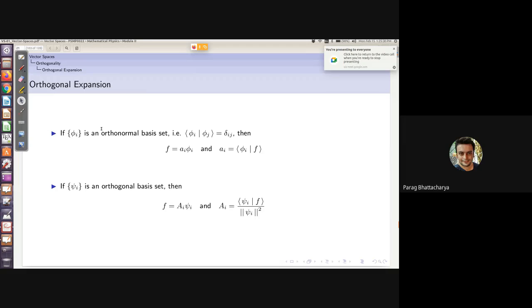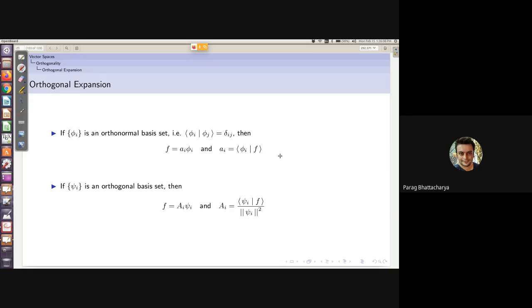If I have a basis and this is an orthonormal basis set, then the scalar product of phi i and phi j will be the Kronecker delta function. Then any function f, any vector f, can be expressed as a linear expansion of these basis elements, and these coefficients a_i can be found in this way. You can work it out for yourself. It's really straightforward. All you have to do is just expand this one.